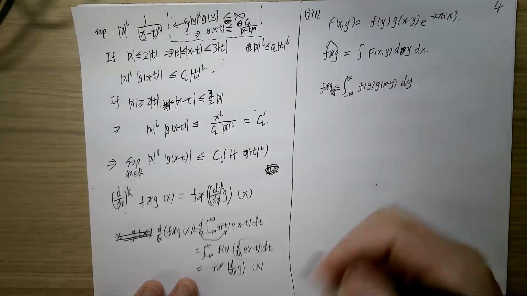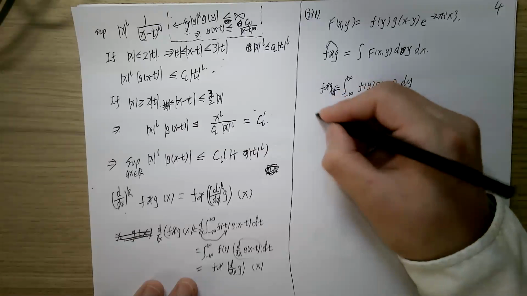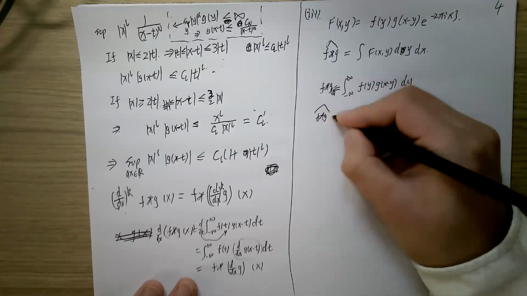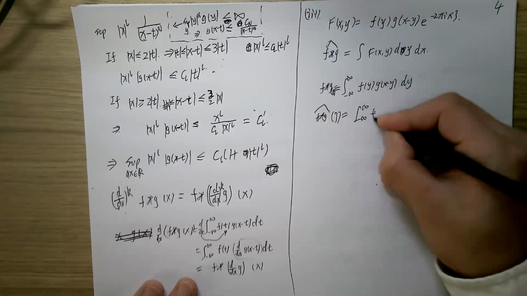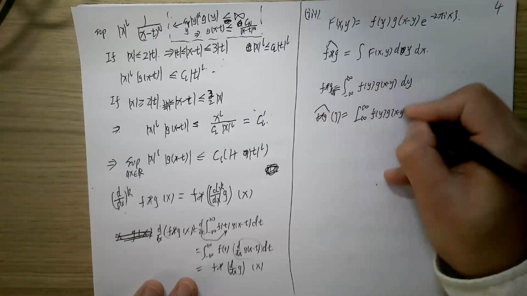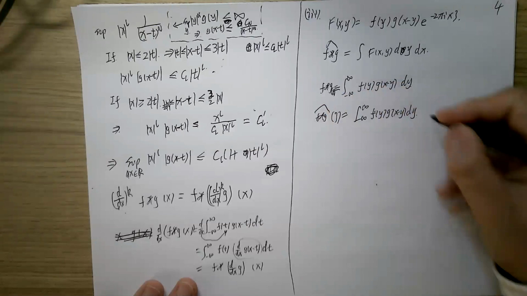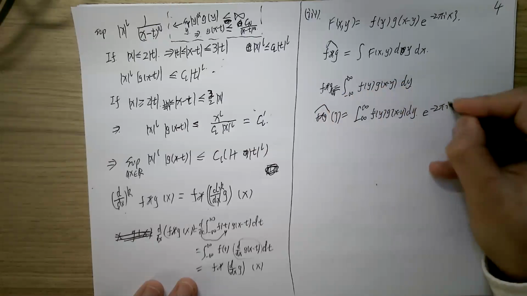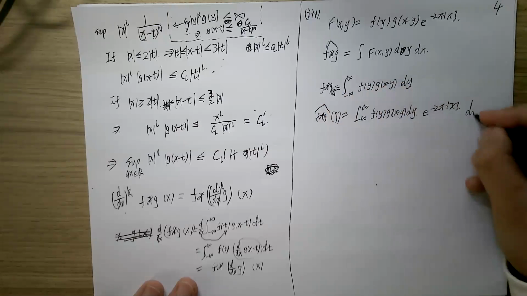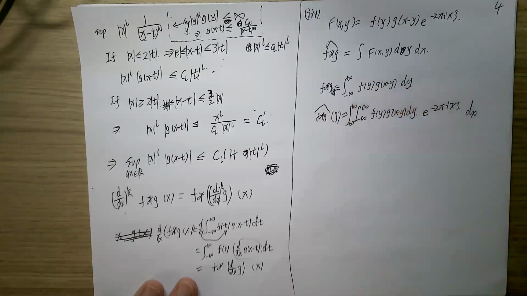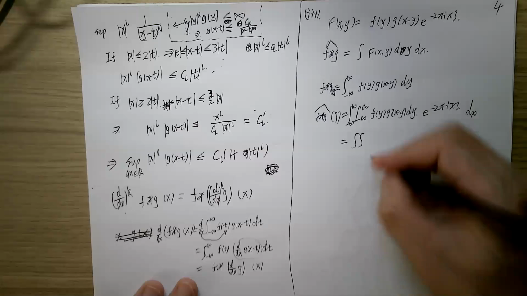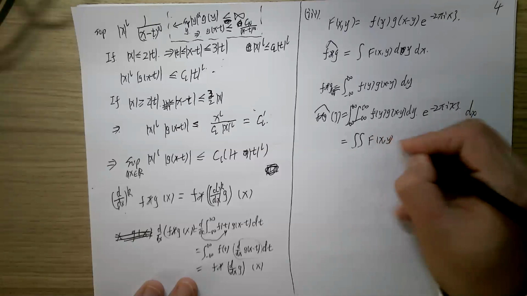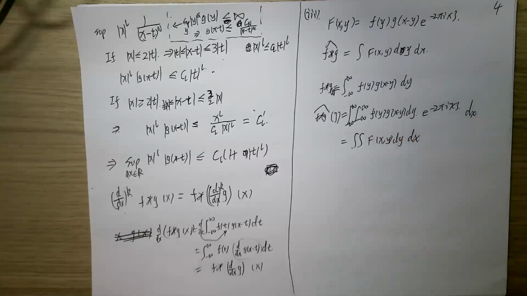Okay, if you want to take the Fourier transform, it must be the integral from minus infinity to infinity of this function, right? Times e to the power minus 2 pi i x xi, dx from minus infinity to infinity. Okay, so this is actually a double integral of F(x,y) dy dx.